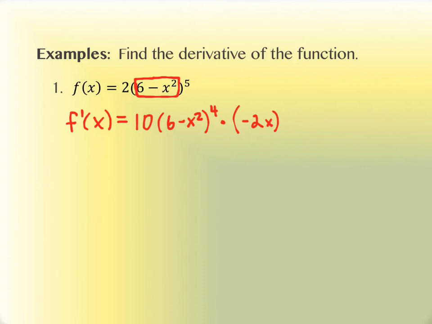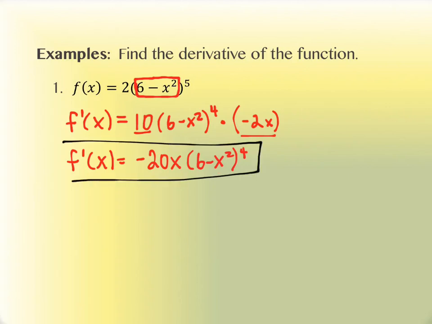All right. We're going to simplify a little bit. We're not going to FOIL this out to a power of 4 or anything like that. But we are going to combine the 2, the negative 2x, and the 10. So as our final answer, it's actually going to say negative 20x times 6 minus x squared to the 4th. And you just did your first chain rule, or at least your first chain rule in this class.